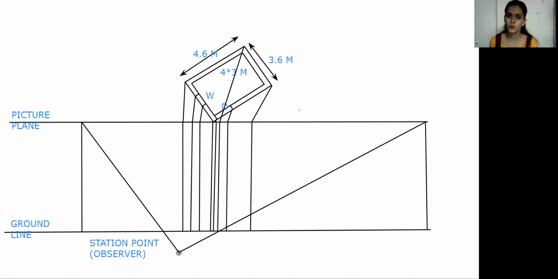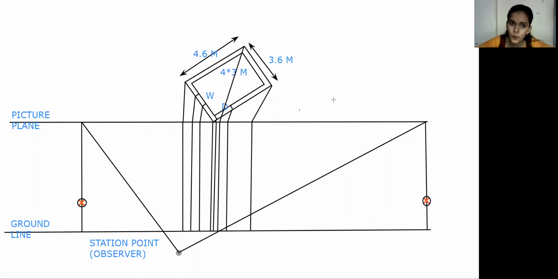Now it is time to locate the vanishing points using the height of observer. Our height of observer is 1.5 meter, and as we have taken the scale 1 centimeter equals 1 meter, it will be 1.5 centimeter. So here it is the vanishing point. Draw a cross and draw a circle around it. Both these points are our vanishing points.